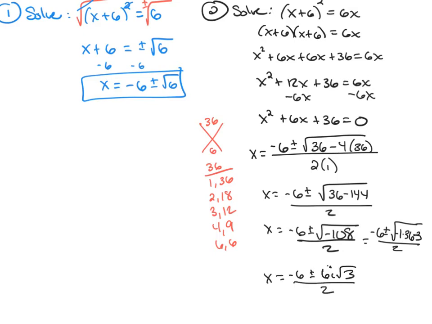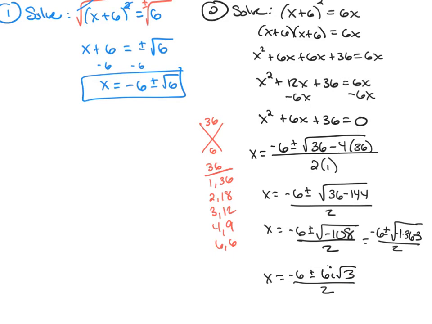Okay, just as a quick recap, we took out the negative in the square root and made it an i. We found the biggest perfect square, which was 36, that goes into 108 evenly and goes in 3 times. The square root of negative 1 is i, the square root of 36 is 6, and the square root of 3 is too small, so it just stays square root of 3.